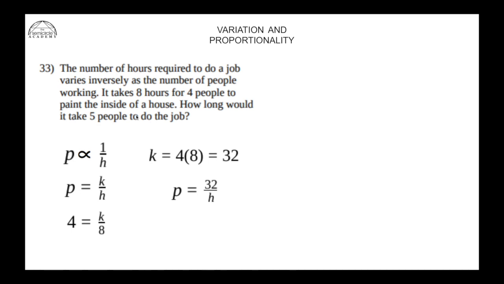Well, that's pretty easy. I have a value 5, and I'll plug that in for P, and I have 32. So how long is H? How many hours, right? So it's just a matter of substituting. 5 people is equal to 32 over H. 5H is equal to 32. Therefore, H is equal to 32 divided by 5, and the answer to this being 6.4 hours.